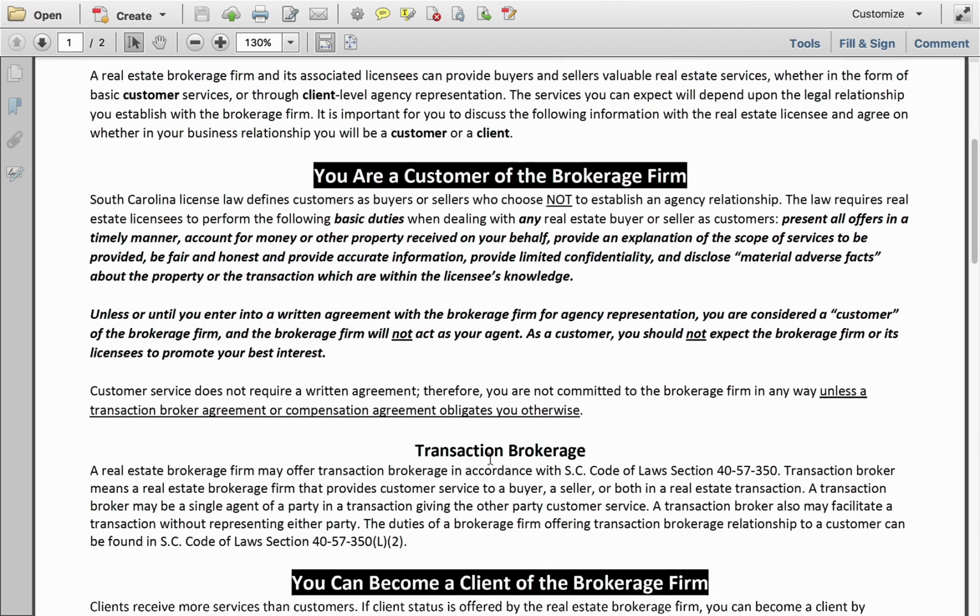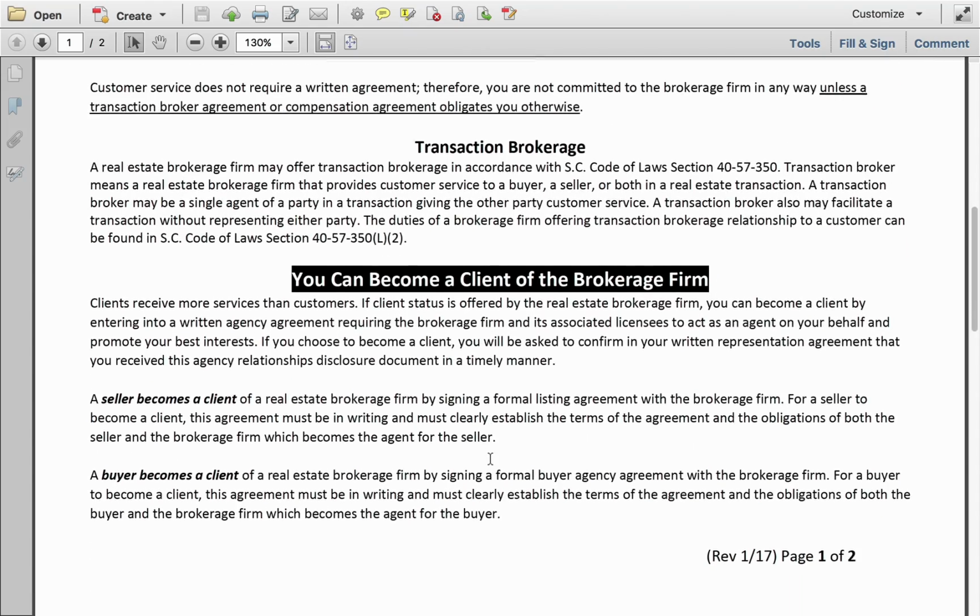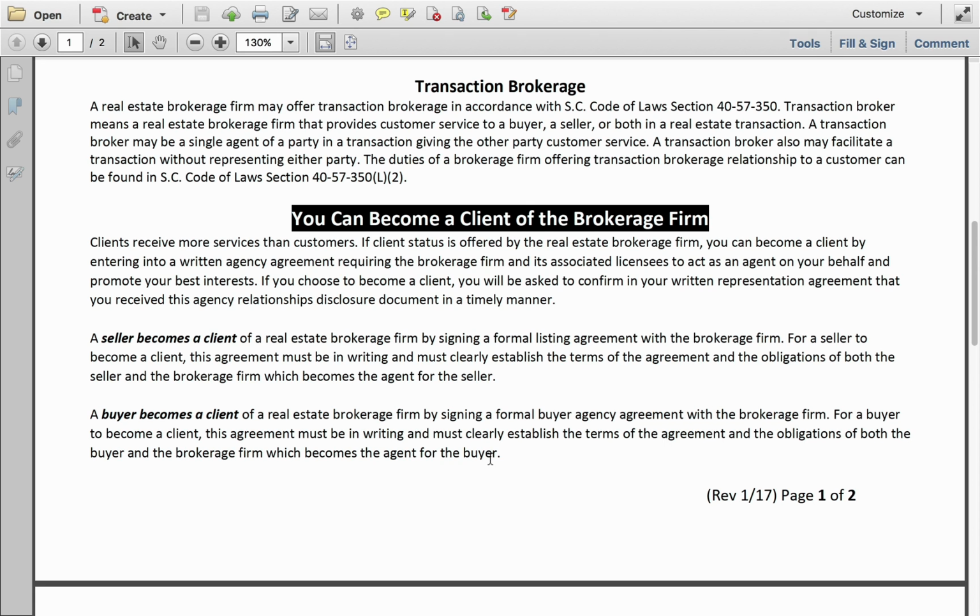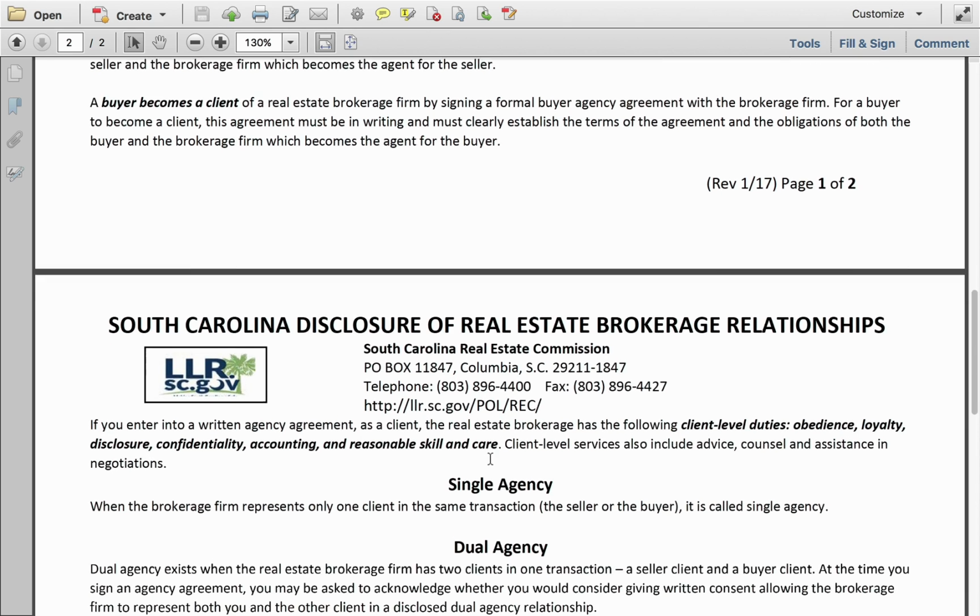So let's talk about how you can become a client. Clients receive more services than customers. To become a client, you'll need to enter into a written buyer agency agreement, which will clearly establish the terms of the agreement, like the area you're looking in, the price you're willing to spend, the type of property you're looking for, and will outline the obligations of both the broker to you and what your obligations will be to us as a client.